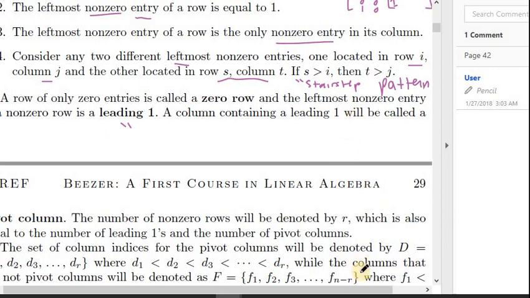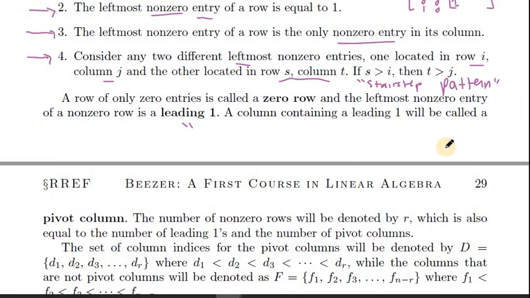Okay, the leftmost non-zero entry is called a leading 1. A column containing a leading 1 will be called a pivot column. The leading 1 itself is called a pivot.